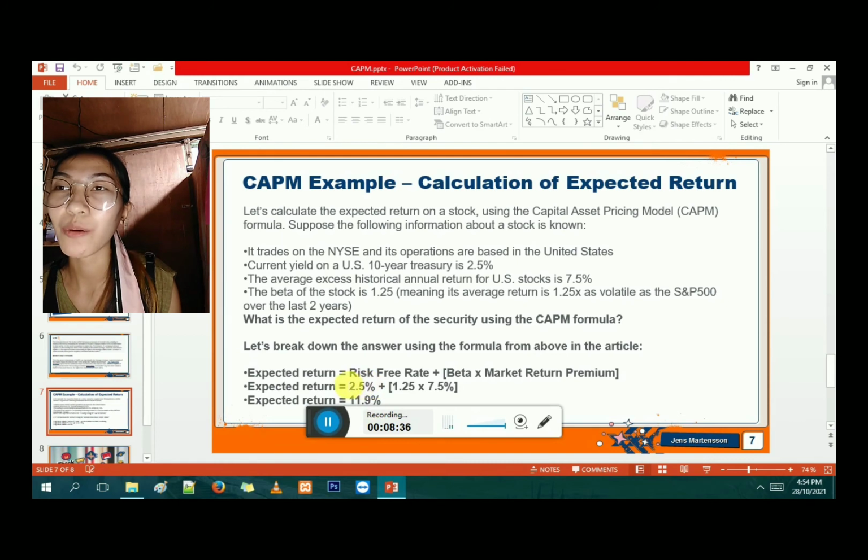We can see here 2.5% plus 1.25 times 7.5% is equal to 11.9%. So this is the expected return.